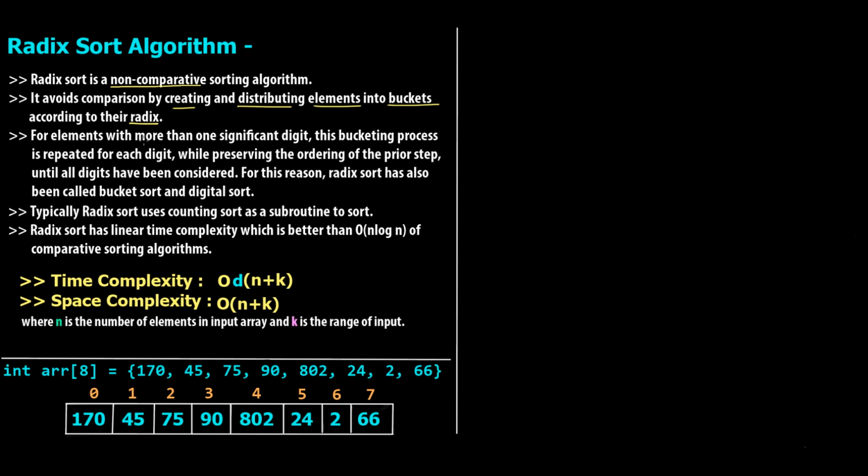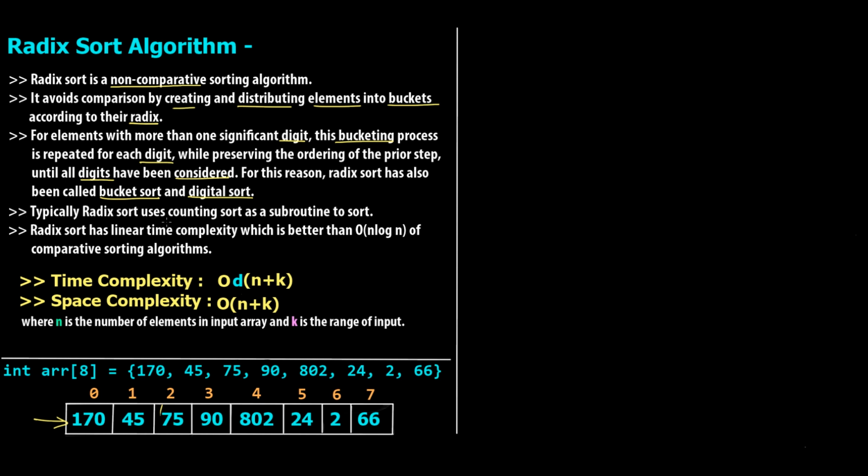So for elements with more than one significant digit, that is multi-digit elements, kind of like this 170, 45, 75, this bucketing process is repeated for each digit while preserving the ordering of prior step until all digits have been considered. And for this reason, Radix Sort has also been called bucket sort and digital sort. Again, this point also will not make sense as of now, but as you move ahead, you'll understand every point.